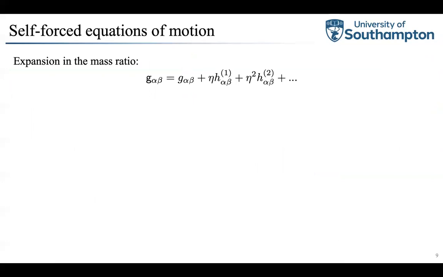What about when we add in self-force effects? Well, in self-force, we do expansions in the mass ratio. So here on the left, we have the full two-body metric of the system, and we expand this in the mass ratio eta. The first term is just the Schwarzschild or Kerr metric of the big black hole, and then we add on these perturbations h order by order in eta.